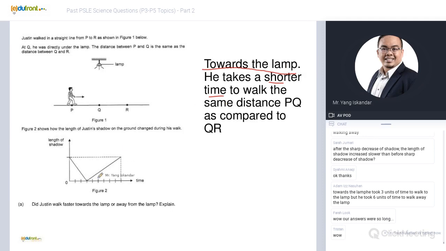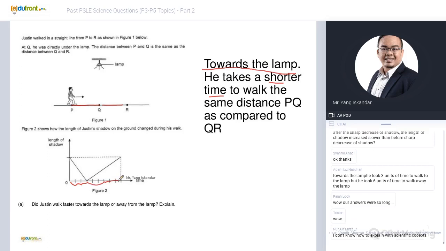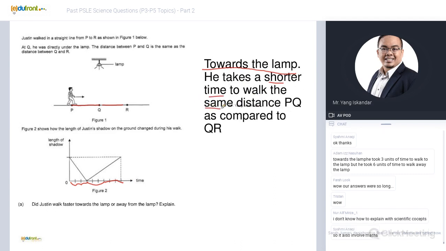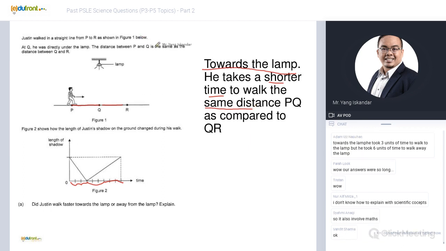Now, why a shorter time? You can see here, shorter time, right? 3 units to walk from P to Q. Right? And the same distance Q to R, he took 6 units, right? He took 6 units. Okay? So he takes a shorter time to walk the same distance. Okay, so you need to emphasize here that the distance is the same, PQ and QR, which is mentioned in the question. Okay?